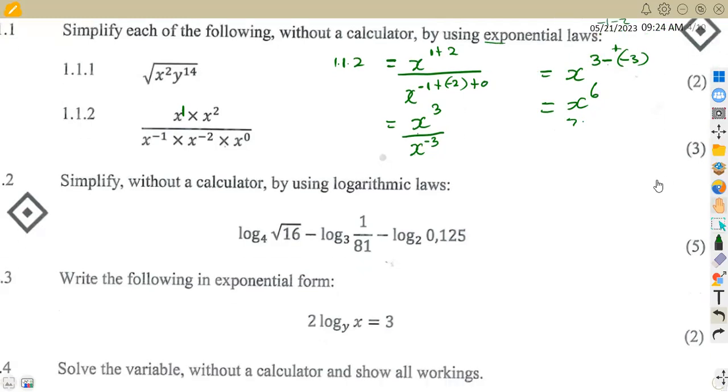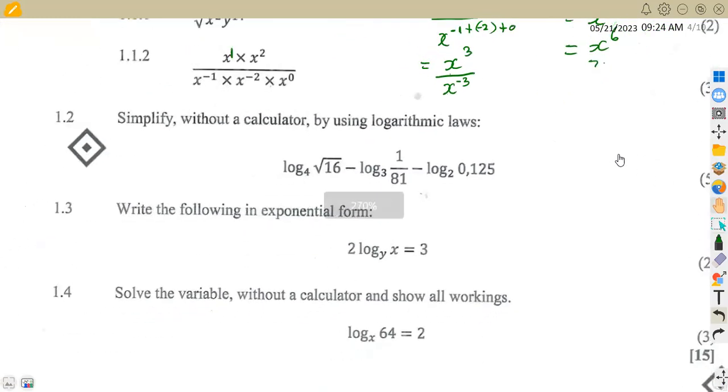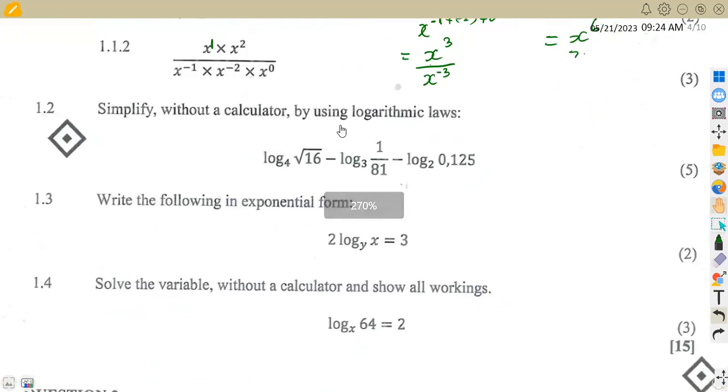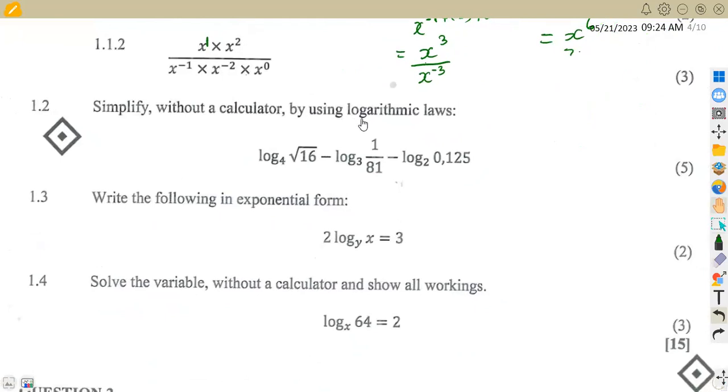All right, let's check the other part of the question, which is 1.2, to simplify without a calculator again, but this time by using logarithmic laws. So this time we are supposed to apply the laws of logarithms to simplify this whole part, and we've got 5 marks for that.